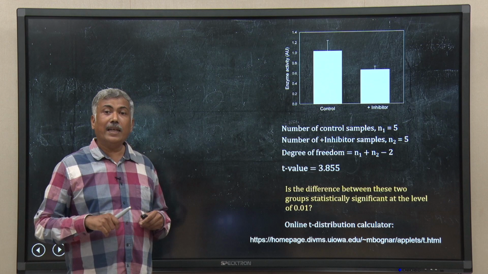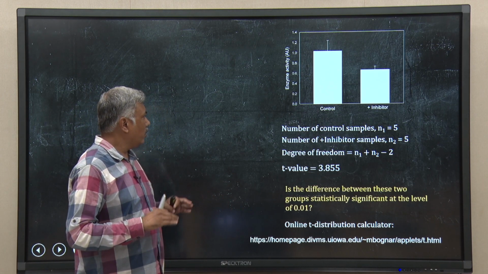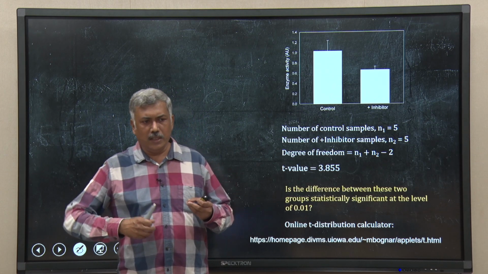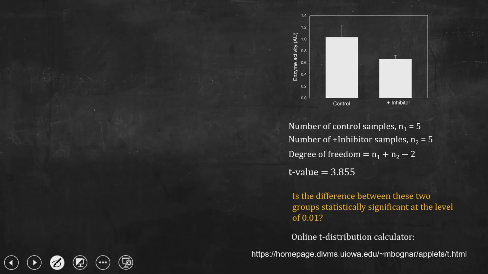So, just like in other lectures, I will leave you with a problem to solve. I have experimental data here. Suppose we are trying to generate some inhibitor for an enzyme, and we have done an assay. We have a control, that is untreated enzyme, and the other one is with the inhibitor, and the data is shown here. The number of samples for control is 5, and for the inhibitor it is also 5. So, degrees of freedom will be the sum of the sample numbers minus 2, and I have already given you the t value that I calculated, 3.855.